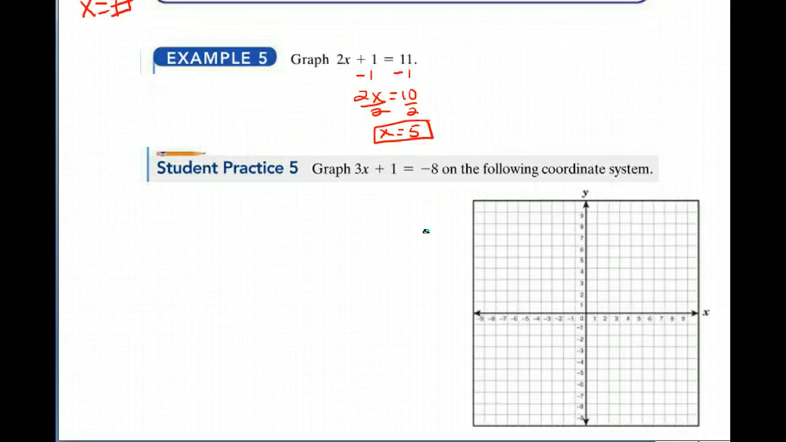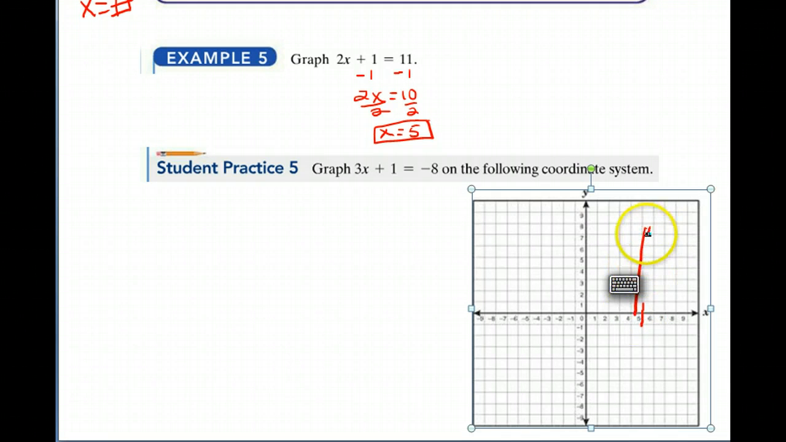So again, if you're confused about how to graph this, look at what the equation is telling us. It's telling us which axis to graph it on. It's saying it's cutting through the x-axis at 5. So I'm going to go to the x-axis, put my line there, and it's a vertical, oh, that was a horrible vertical line. My pen lost its way, sorry. Vertical line going through 5. So why don't you go ahead and do student practice 5. As soon as you're ready, please press play and we will check our answers together.